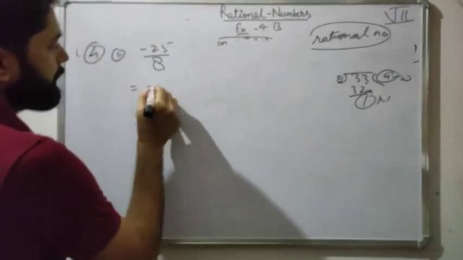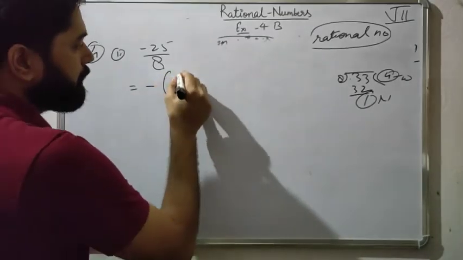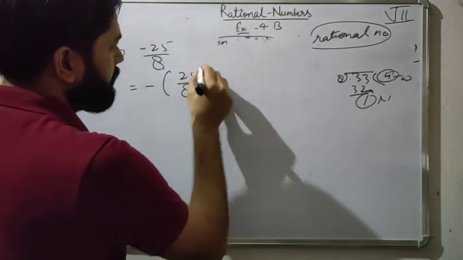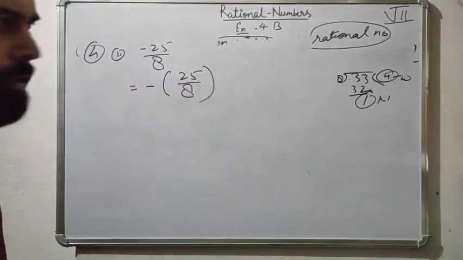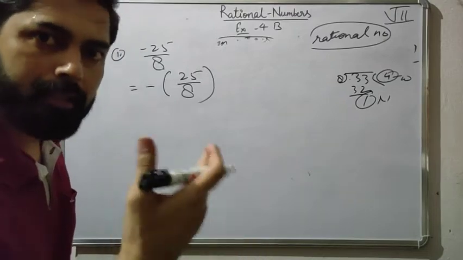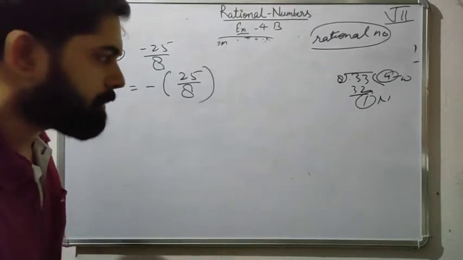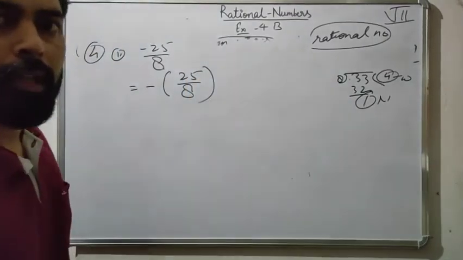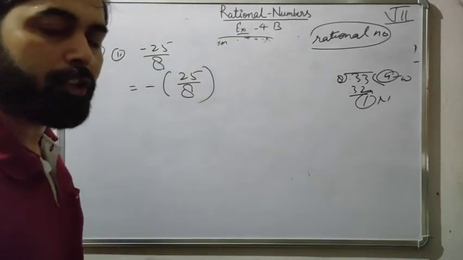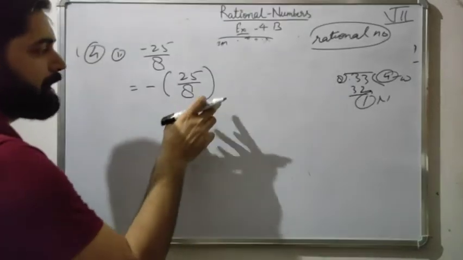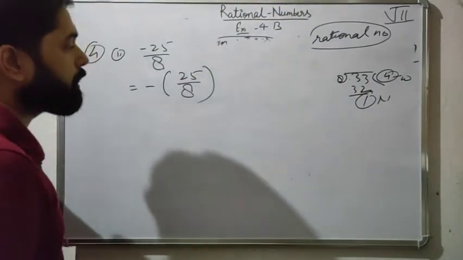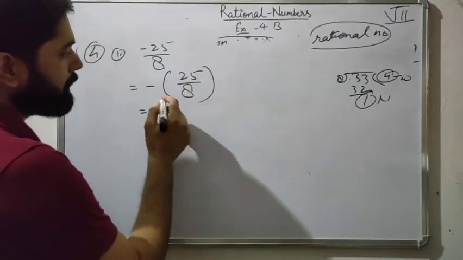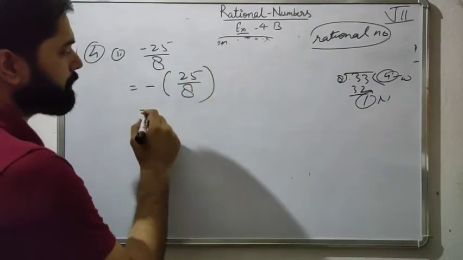We take the minus out and we use a bracket here for this number. Now 25 upon 8. Which type of fraction is this? Good. This is the mixed fraction. Sorry, this is the improper fraction. For the question, we need to convert this fraction into a mixed fraction.